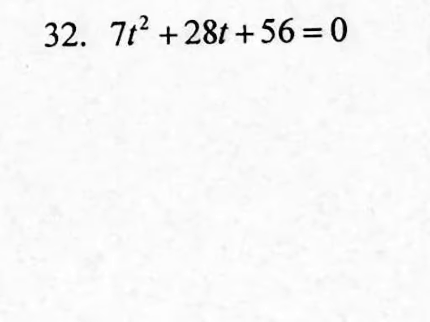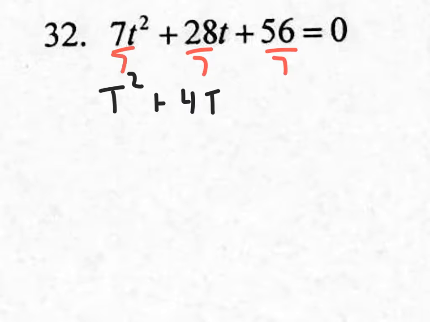All right, this is the third final video right here on this lesson. First step is to do what? Divide by 7. And you could have moved the 56 first if you wanted to. It doesn't really matter. You will have t squared plus 4t plus 8 equals 0. I hate t's because they start looking like plus signs.